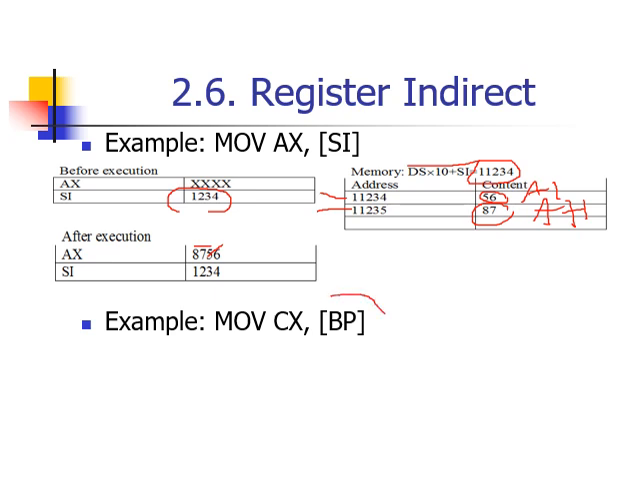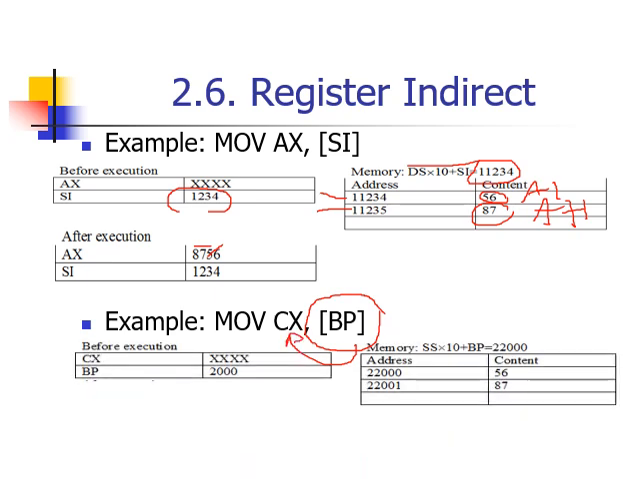Another example, here you go to the stack. Get 2 memory locations from the stack, 16 bits to be placed inside your CX. Here is the stack: lower address, higher address; lower address in CL, higher address in CH. After execution, here is your CL and CH.